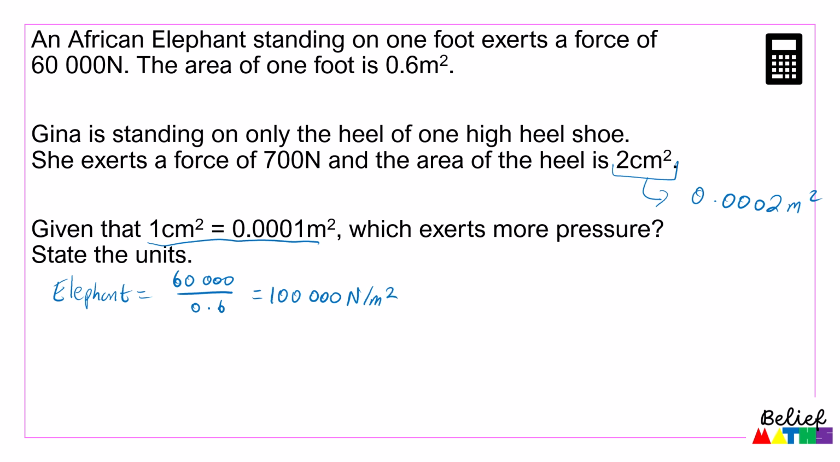Then for Gina, she obviously exerts a much smaller force of only 700 newtons, but she's also got a much smaller area, which is 0.0002. And if we do that calculation on our calculator, we get 3.5 million, or 3,500,000 newtons per meter squared. Now that's not enough. The question says, which exerts more pressure? The answer to the question is Gina.